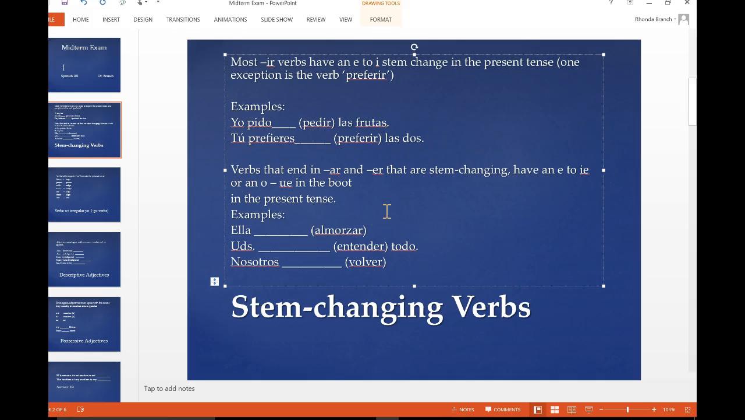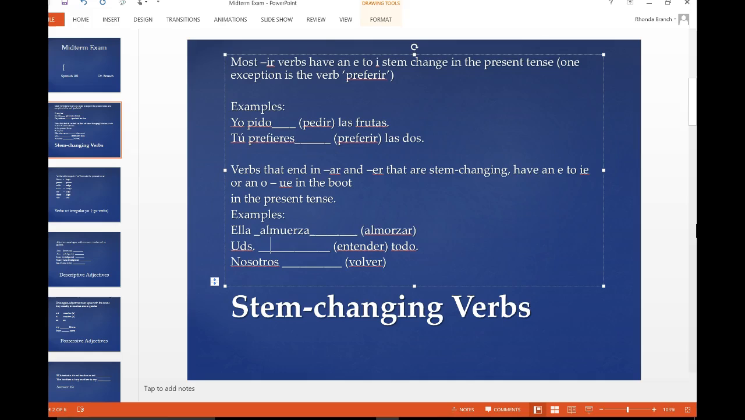Now, the verbs that end in AR, ER, if they are stem changing, are simply E to IE or O to UE. So you just do the stem change as long as it's not first or second person plural. Those are outside of the boot. So here's what you would do. She eats lunch, ALM. You're going to turn the O to UE, and you're going to add an A. Ella almuerza. The A agrees with ella, which is third person.